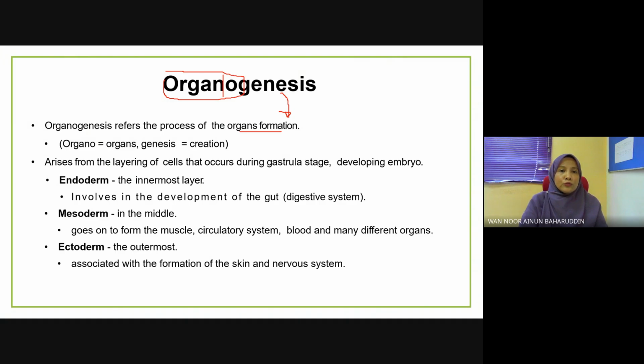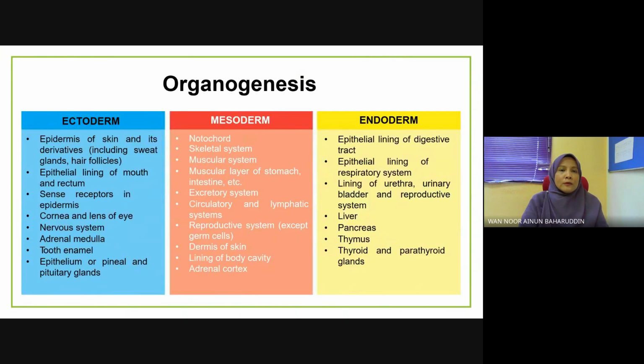Endoderm is to develop the gut or digestive system. Mesoderm to form an organ. Organ types, whether it is muscle, circulatory system, or blood itself. And ectoderm will be forming a outermost layer of the organ, and it is associated for the skin formation and nervous system formation. So these are all those classification. What are the organ that are formed through these 3 layers?